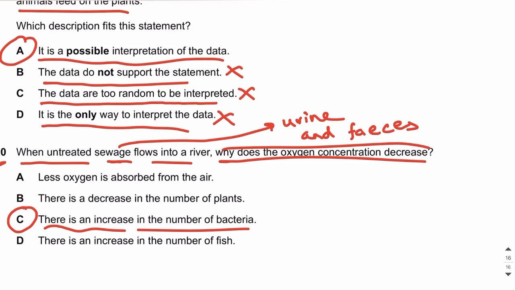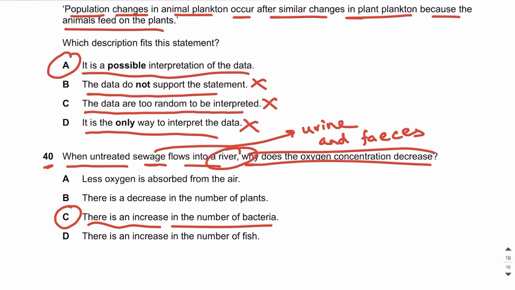So whenever they get a lot of food or a lot of matter to decompose, they will multiply and their number will increase, and when their number increases, they will consume oxygen in the river, and this will result in the fall in the oxygen concentration in the river. So the answer is C.